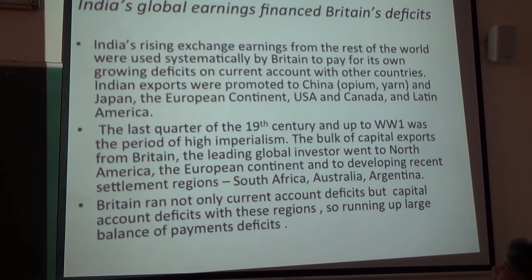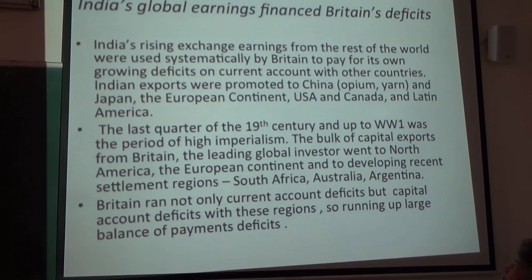India's rising exchange earnings from the rest of the world were being used systematically by Britain to pay for its own growing deficits on current account with other countries. Indian exports were being promoted to China first in the early 19th century through the Opium Wars. The main exports were opium and yarn. Then to Japan, the European continent, US, Canada and Latin America.